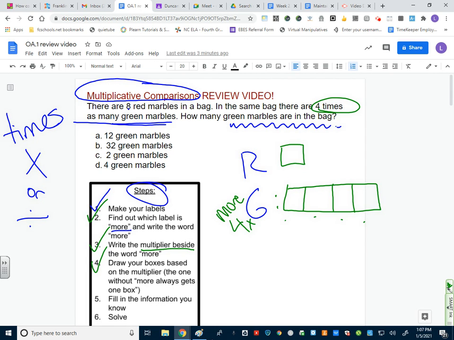Now I'm on step 5. I'm going to fill in the information that I know. Based on the first sentence there's 8 red marbles in the bag. So if I put an 8 by the red marbles, I now have everything I need in order to solve step 6. So there's 8 red marbles, 4 times as many green marbles. That means we're just repeating 8 4 different times. So our answer is going to be the product of 4 and 8. So 4 groups of 8 equals 32 green marbles.